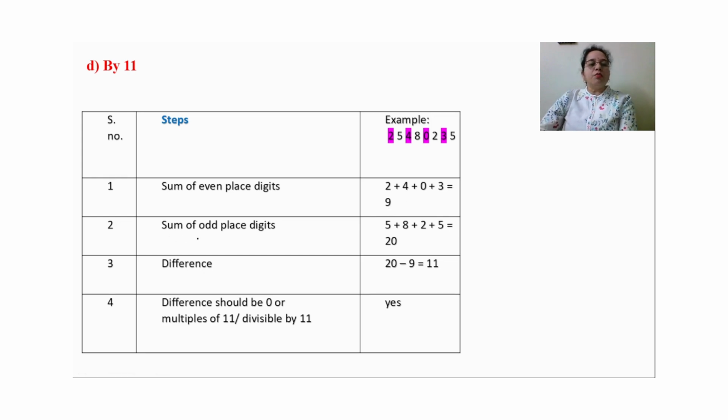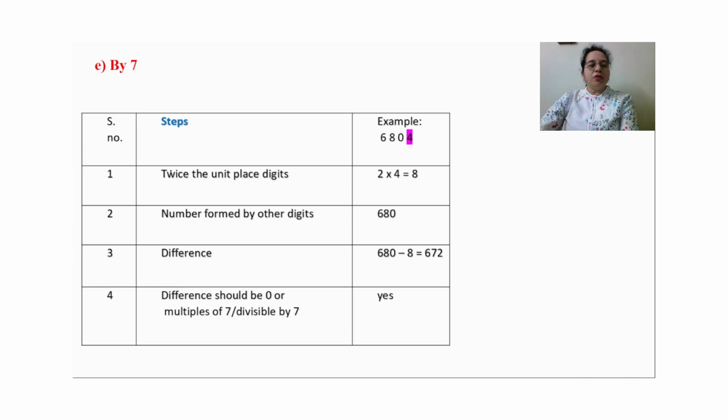Step 2, sum of odd place digits. Odd places means wherever I have not done shading, the sum of those numbers is 20. Step 3, we need to find the difference of the first two numbers. So 9 and 20, the difference is 11. And if the difference is 0 or a multiple of 11, then only the given number is divisible by 11. So here 11 is divisible by 11, or we can say 11 is a multiple of 11, so the given number is divisible by 11.